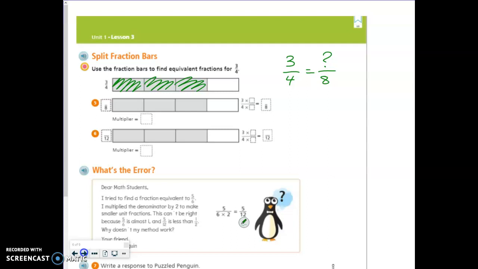We need to get the second bar to be eighths. Well, how am I going to make a 4 into an 8? I'm going to multiply it by 2, or I'm going to make double the amount of pieces. So if I do that by cutting each of these in half and making them now have 8 pieces equally instead of just 4. Okay, and if I do that, then I look and say I have 1, 2, 3, 4, 5, and 6 eighths.